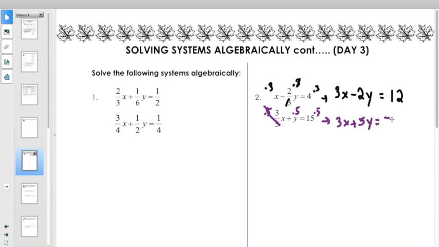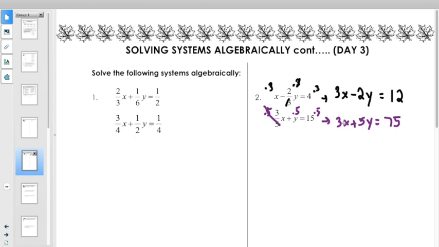5 times 15 is 75. So I just turn this into this. Much easier to look at, right? Well, there's 2 ways I could go about this now. I could do substitution, where I get one of my x's or y's by itself, or I could do elimination, which is where I want to cancel out one of my letters, either x or y. So think to yourself, which one would be more efficient? Which one would be easier to do in this case? I would say elimination would be easier to do, right?